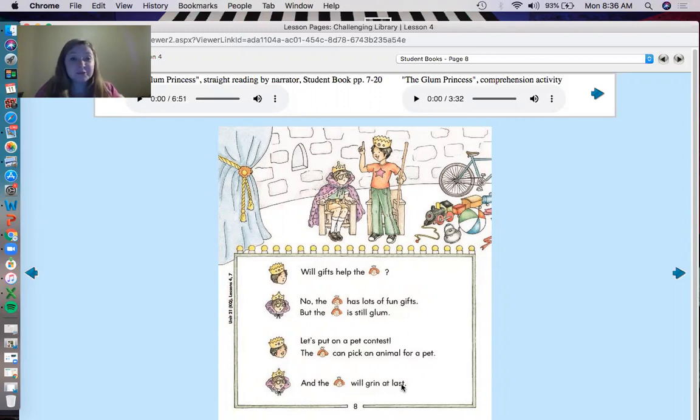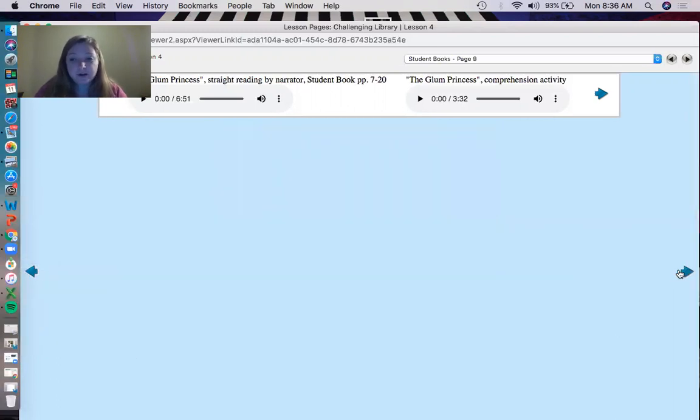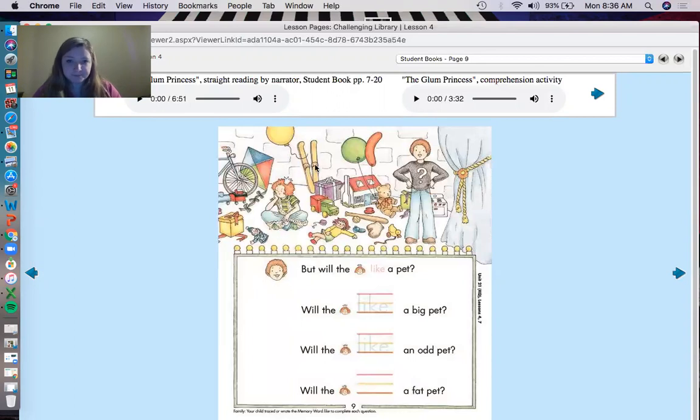All right, so now it is time to learn about our new sight word. So I need you to turn to page 9. Now look right here. I want you to look at the word right here. That pink word. Who remembers what the pink word is? Just shout it out. It is the word like.